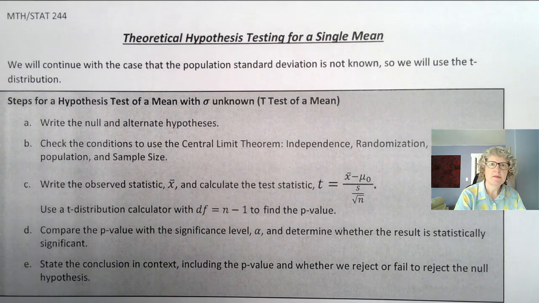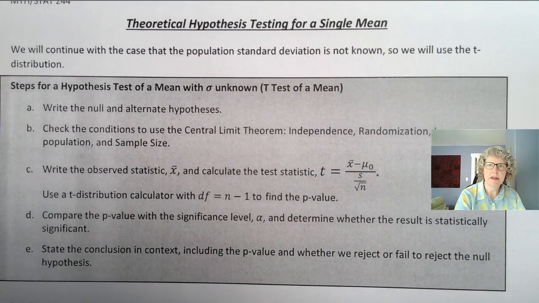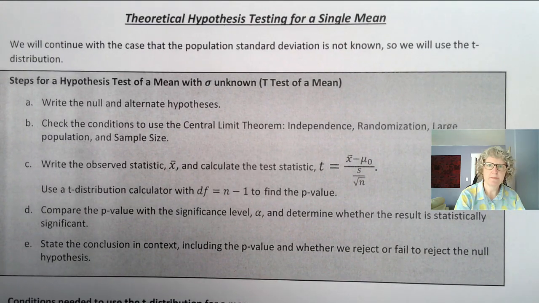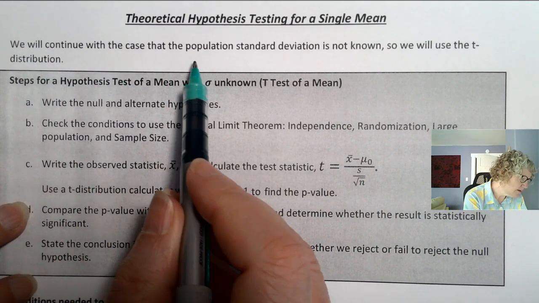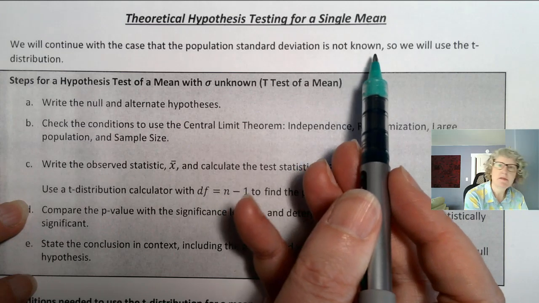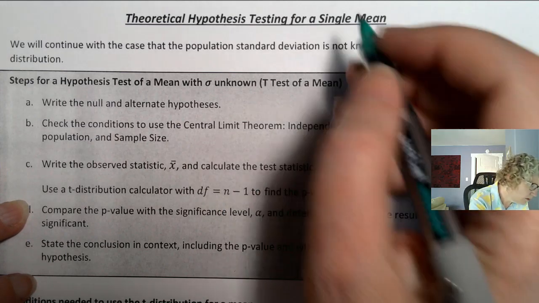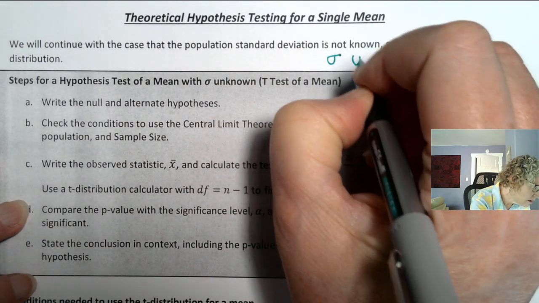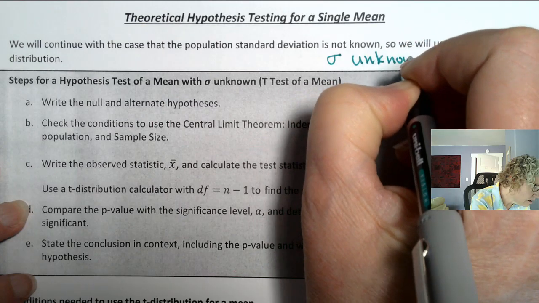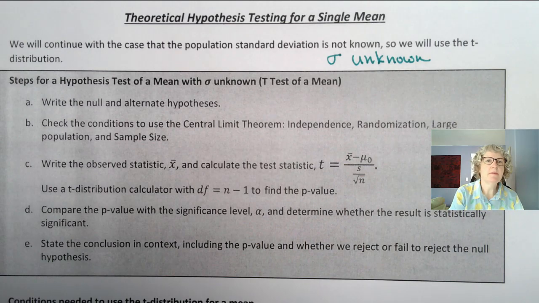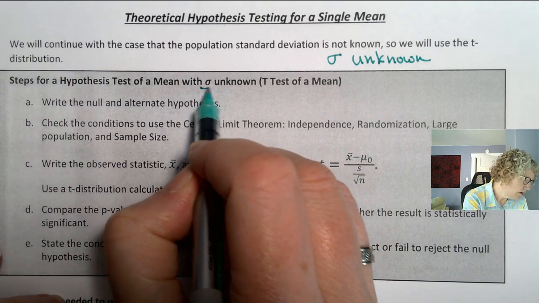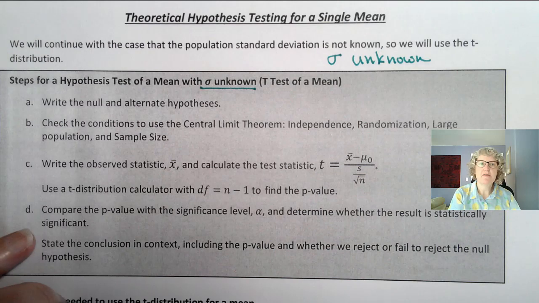Let's go through the steps for a theoretical hypothesis test for a single mean. Okay, and we're continuing the case that the population standard deviation is not known. So I'll put sigma unknown, and in that case we use the t-distribution, okay? And I guess I wrote it right there too. So this is a t-test of a mean.